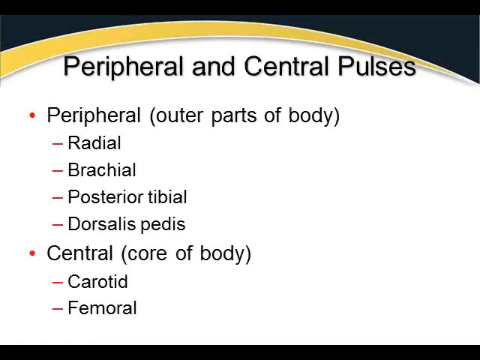There's a couple of different types of pulses: radial, brachial, posterior tibial, dorsalis pedis, and then we have a couple central pulses such as the carotid and femoral. Peripheral is on the limbs, and central is right towards the core, or the trunk of the body.